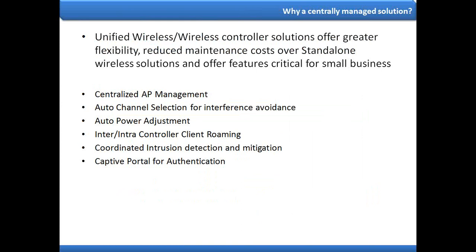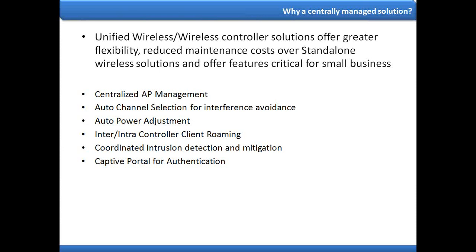So again, just to reiterate, the unified wireless controller solutions offer greater flexibility, reduced maintenance costs over a standalone wireless solution, and offer features critical for small businesses. And these features include centrally managing your access points. Some of these other features also include auto channel selection for interference avoidance, allowing my access points to automatically determine the most efficient channel to be running on and broadcasting on that particular channel.